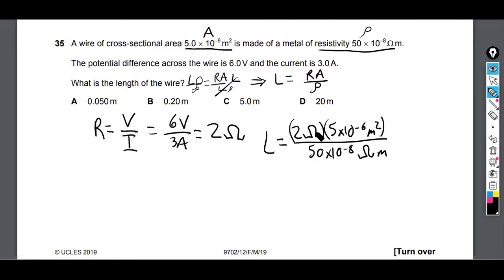Oh, that's a bad looking omega, my bad. Cancel out that omega that's right there, and then cancel out one of those meters, and I'm left with meters of length. The units are always good to check: solving for length, the answer should be in meters, and it is. It cancels out. And so now it's just crunching the numbers. 2 times 5 times 10^-6, divided by 50 times 10^-8, equals 20.